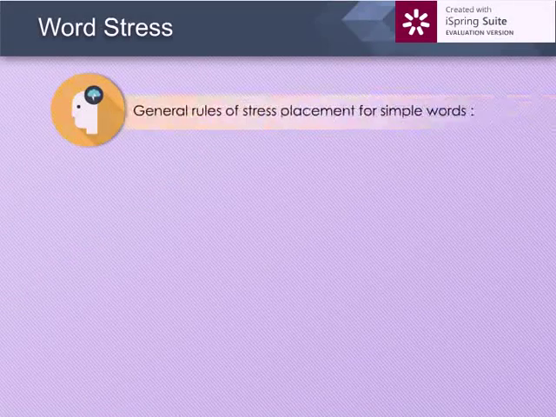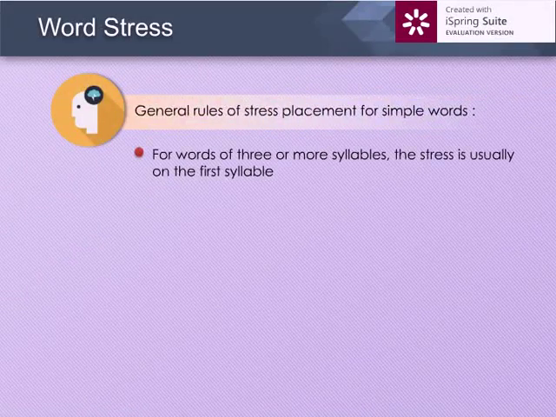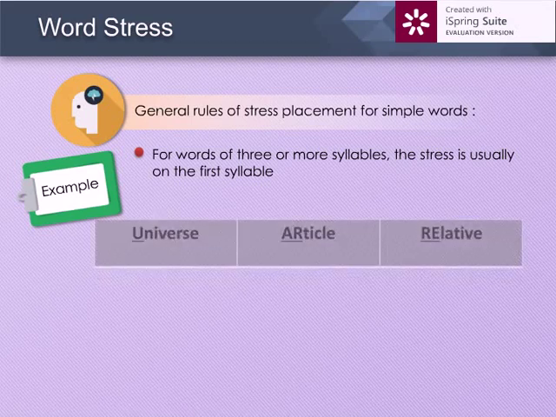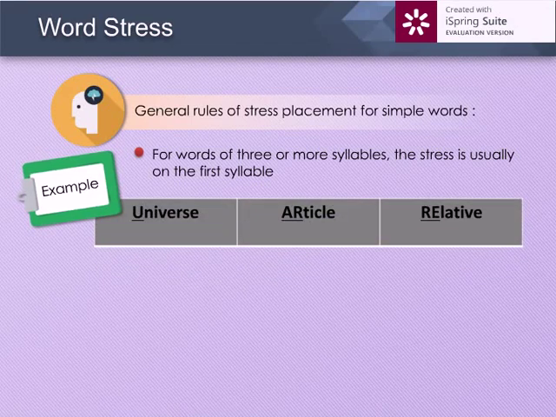For words of 3 or more syllables, the stress is usually on the first syllable. For example, the word universe, it's pronounced as universe. The word article is pronounced as article. The word relative is pronounced as relative.